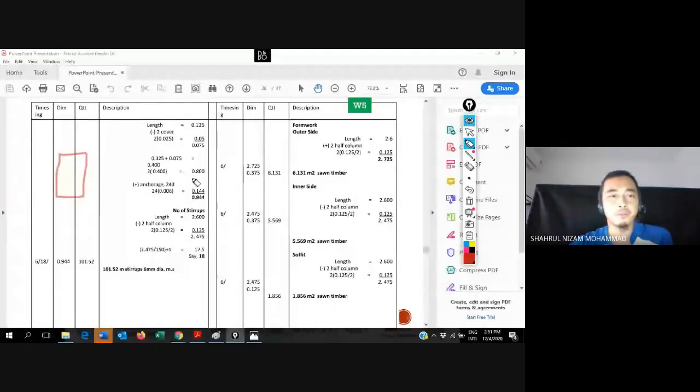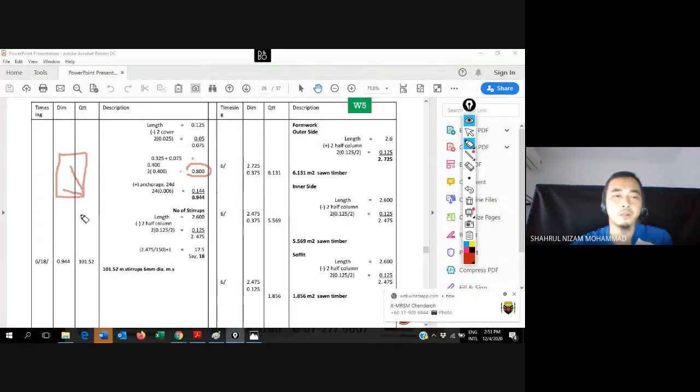And then you need to bear in mind, for stirrup, it will have two anchorage. Okay, so for one anchorage, it will be 12D because we use R, okay, the mild steel. And then because we have two anchorage, it will be 24D. So when you total up 0.8, the four-sided, and then you plus with anchorage, you will get 0.944. Okay, so that is the length for one stirrup.